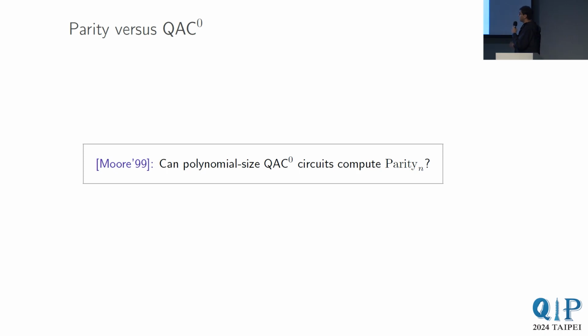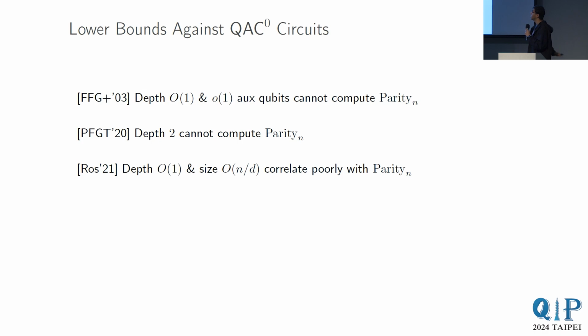This model was introduced by Moore in 1999, and when he introduced it, he asked, in analogy with the setting of AC0 and parity, if polynomial size QAC0 circuits can compute the parity function. Okay, so this was asked in 1999, and it's been 25 years, and we've made very little progress on this question. So let me quickly summarize what we know about this problem.